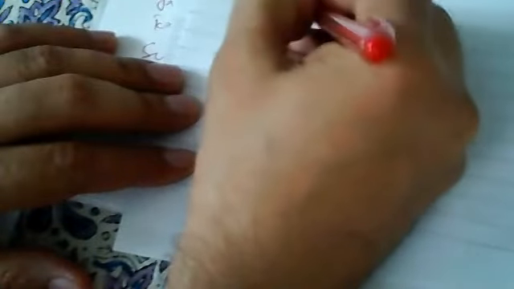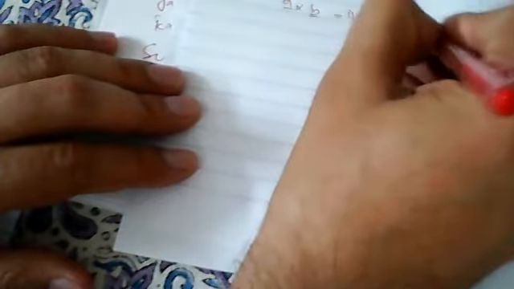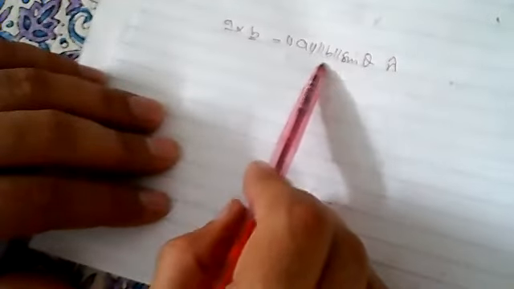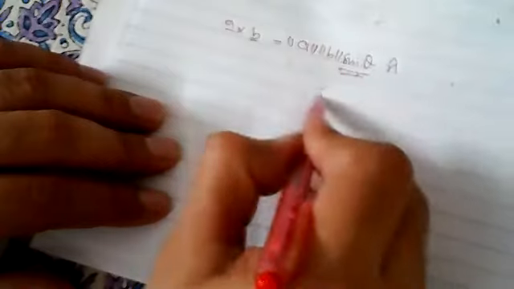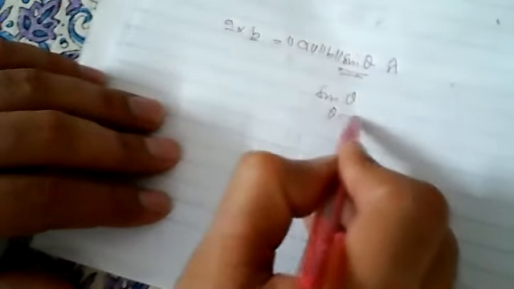Property number 5. If A and B are two different vectors and their cross product is 0, and none of them is a null vector, then this is only possible when the angle between them, because what is the definition? The definition of A cross B is equal to the magnitude of A, magnitude of B, sine of the angle between them. So if A cross B is 0, as A is not 0 and B is not 0, the only possibility is that sine theta is 0. Sine theta is 0 means theta is equal to 0 or 180 degrees.